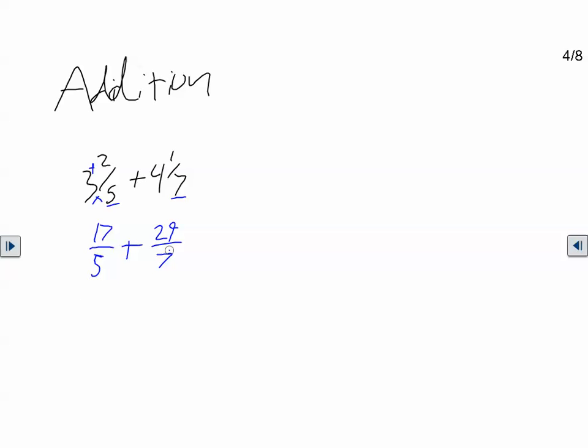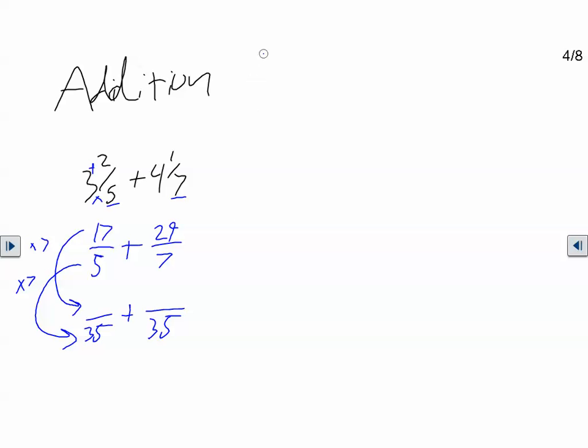Not common denominators. We need to make them common. We need to find a number that both 5 and 7 go into. If you're having a hard time doing that, just look at the two numbers and multiply them together. 5 times 7 is 35, which means 35 will make an excellent denominator. So then we have to ask ourselves, well, what did we do to 5 to make it 35? We multiplied it by 7, which means that we need to multiply 17 times 7 to get that.